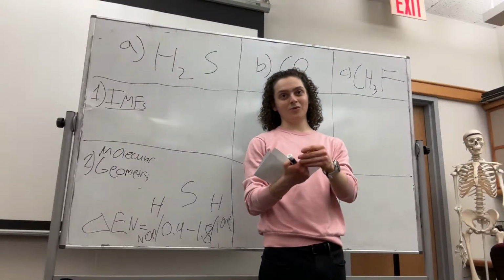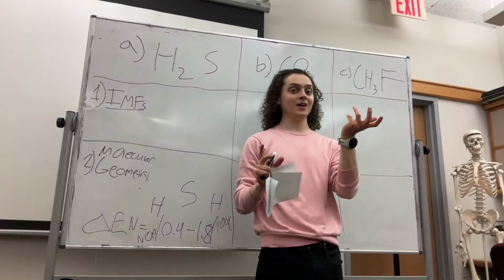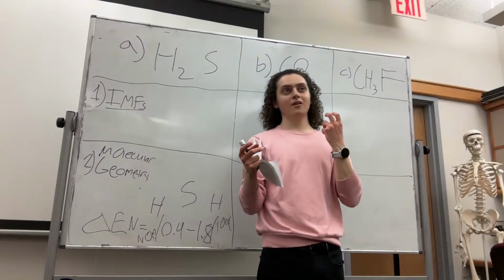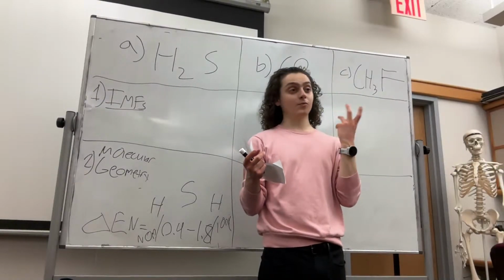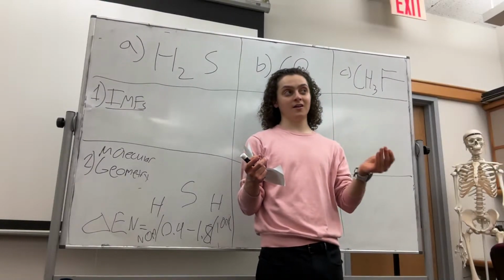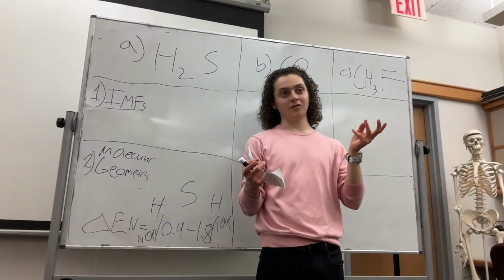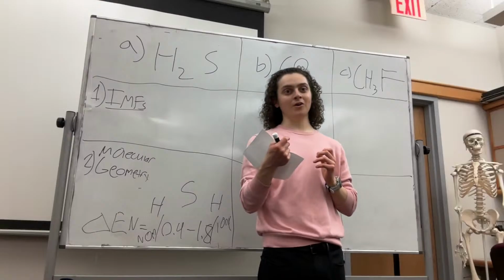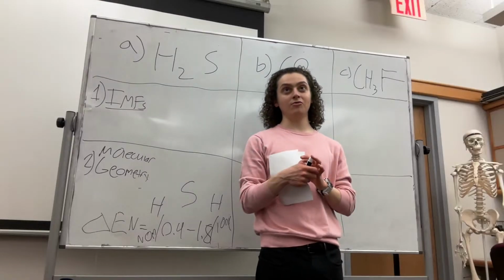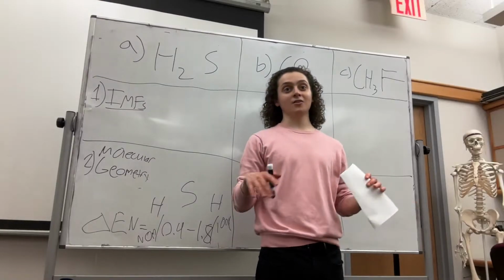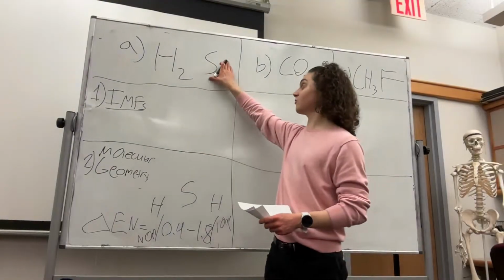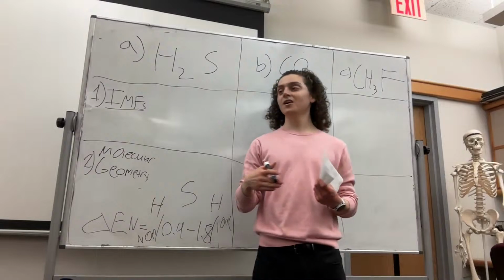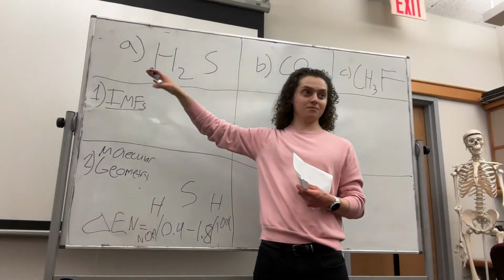Ion-ion is between two ions, so something like NaCl. Na is positive, Cl is negative, and the two have ion-ion interactions. Dispersion forces, aka London dispersion forces, or hydrophobic forces, are between molecules that do not have any dipole moment. And it turns out that every molecule, including this one, has a little bit of dispersion going on, even though it is actually a polar molecule.